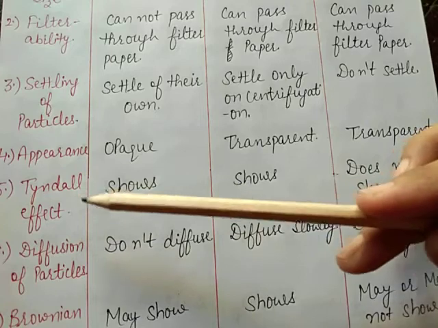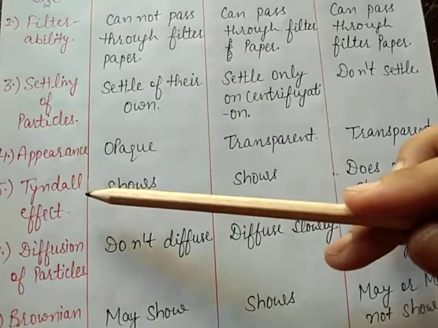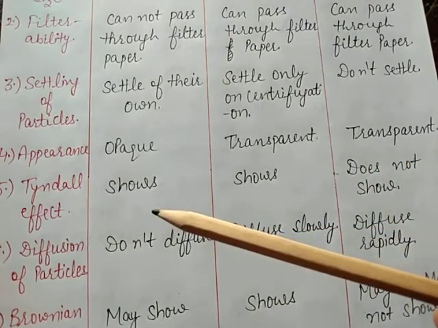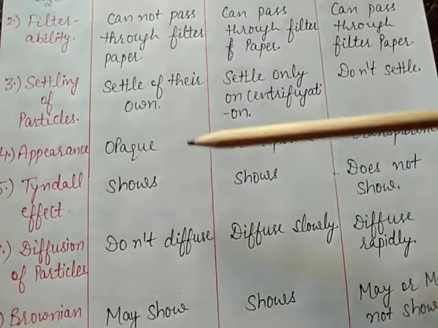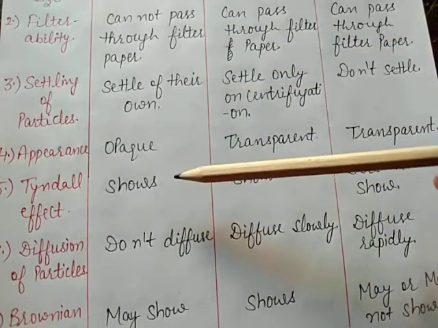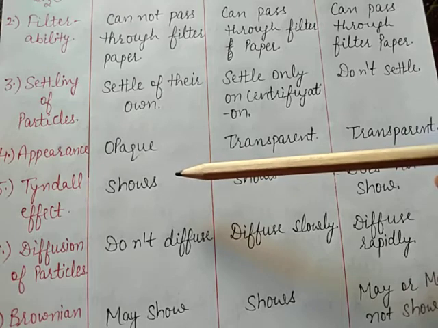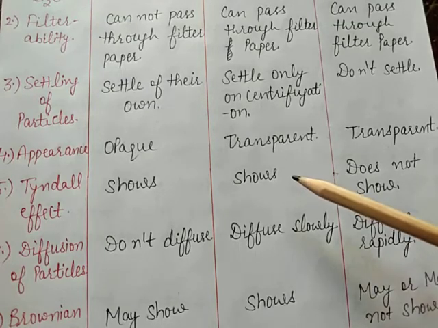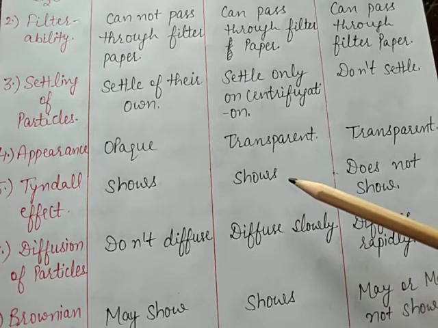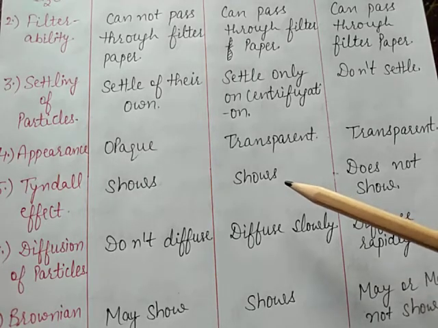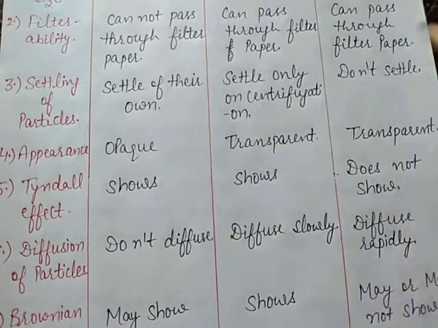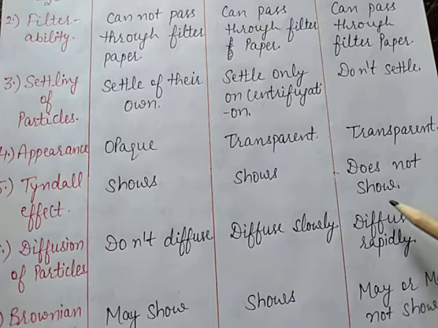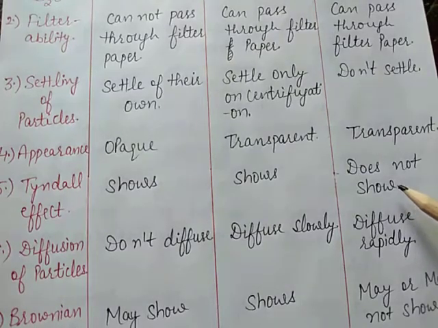Tyndall effect. What do you mean by Tyndall effect? The scattering of light by the colloidal particles. Suspension shows Tyndall effect because particle size is very large. But colloidal solution also shows Tyndall effect, means its particles scatter the light. But true solution does not show Tyndall effect because its particle is too small.